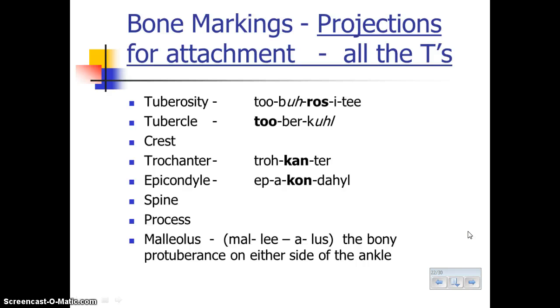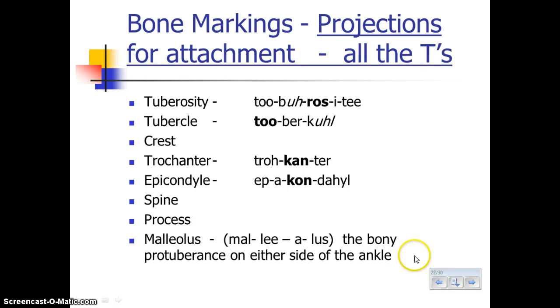To make this a little easier as you're learning this, these are the pronunciations for some of the markings that we're going to talk about. So these are all projections or lumps or growths, if you will, on a bone that have a special name. And these are important because this is where a lot of the muscles attach. So we have tuberosity, tubercle, crest, trochanter, epicondyle, spine, process, and malleolus.